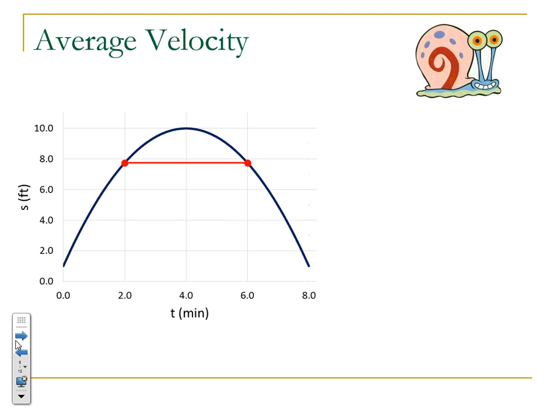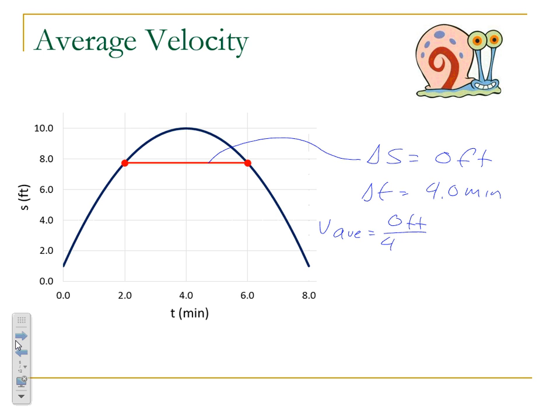One more example here. This is the same exact plot that we had for the last two examples. We're going to look at Gary's position at 2 minutes and then compare it to his position at 6 minutes. And in this case, the position is the same. So our delta S is 0 between 2 and 6 minutes. My delta T happens to be 4 minutes. And so my average velocity is going to be 0 feet over 4 minutes.